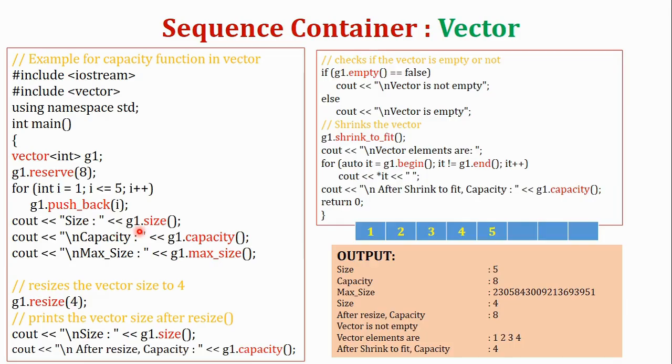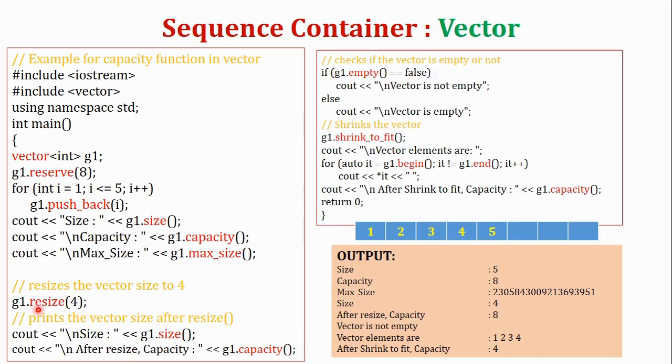For example, g1.size. So g1.size means what? How many elements are within the vector? 1, 2, 3, 4, 5 elements, right? The result is 5. And next one, g1.capacity. Capacity means the reserved space. How much memory space is reserved here? So here 8 memory spaces are reserved. And next one is g1.max_size. So then it will tell the maximum size.